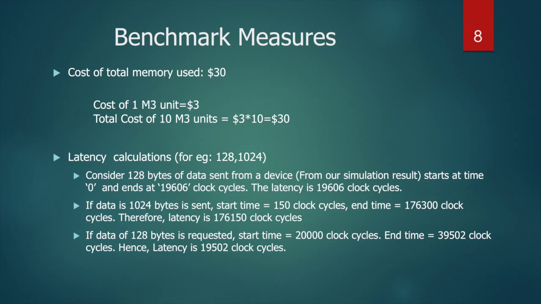Similarly, if we are sending 1 kilobyte of data and it starts at 150 clock cycles, then based on our simulation results we are getting it after 176,300 clock cycles. Therefore the latency we got is 176150 clock cycles. In case of a request, if we are requesting 128 bytes of data and its start time is 20,000 clock cycles, we are getting it after 39,502 clock cycles, which gives us a latency of 19,502 clock cycles.